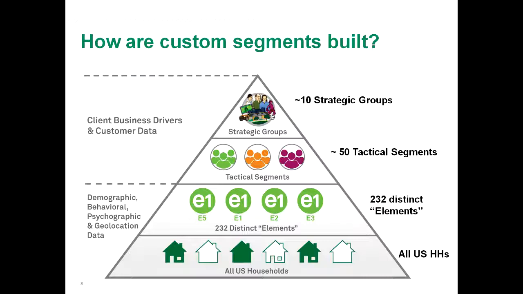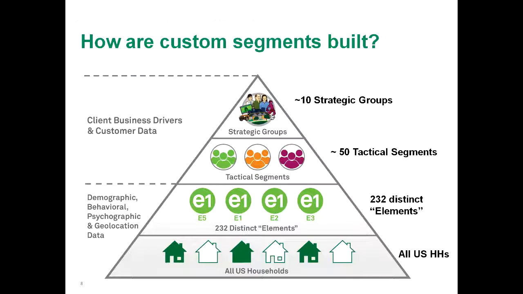And so how do we use this to build a segmentation scheme, particularly a segmentation scheme that's custom for our clients? Well, we start with that bottom layer, which is all U.S. households that I mentioned that we have data on. And then we roll those U.S. households into the 232 distinct elements, which I just talked through the building blocks of those. That's our base layer, and that's where we kind of separate from most syndicated segmentation models. That's a very granular view and micro-segmentation that can be applied to any business, any industry, or any service.